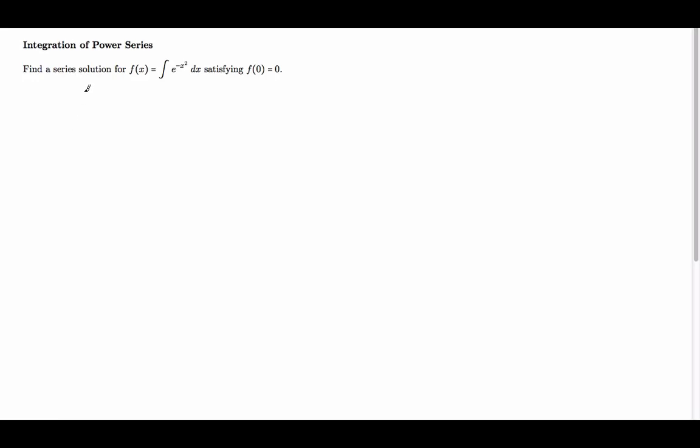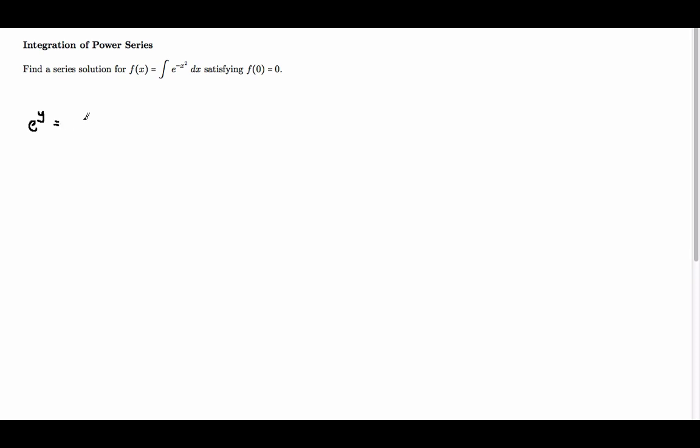Question, we've been asked to find a series solution for the function f(x), which is equal to the integral of e to the minus x squared with respect to x, satisfying f of 0 equals 0. So to begin, we should write down the Maclaurin series for e to the y.